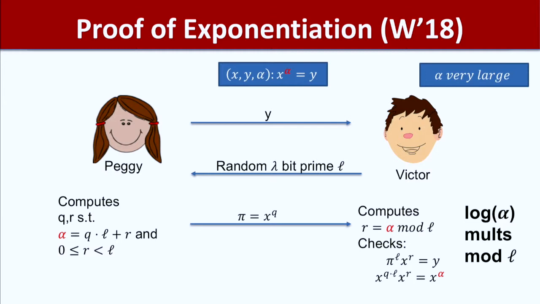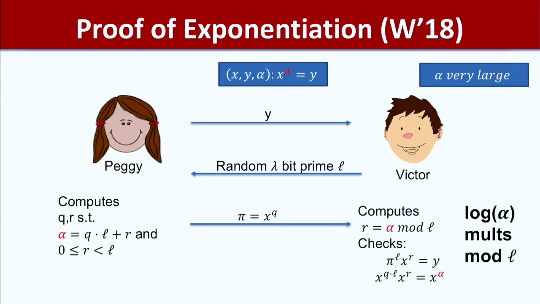Peggy is convincing Victor, then Victor will choose a random lambda-bit prime. So lambda is like, say, 128 bits. Send that to Peggy, and Peggy will basically find the quotient and remainder of alpha divided by L, produce the group element x to the q, the quotient q, and send that to Victor. And it turns out that that is enough for Victor to verify, based on the fact that this prime was chosen randomly, that with very, very high probability this statement holds.